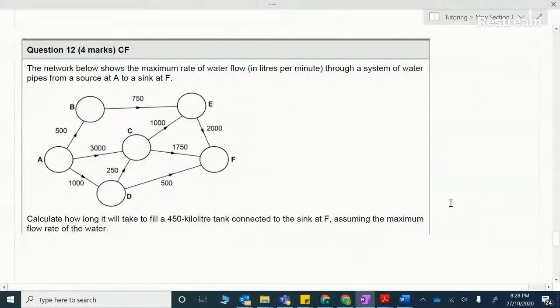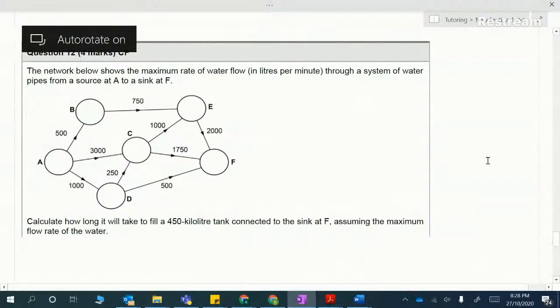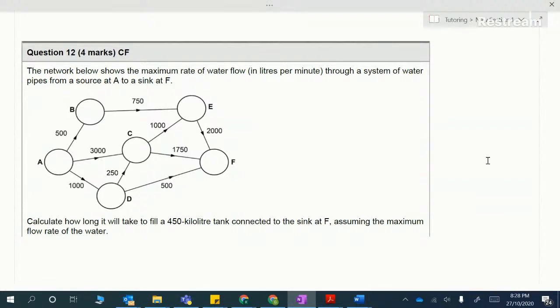Okay, this one comes from the sample IA3, which is on the QCAA website. So I won't get you to answer the full question, which is the how long it will take thing. All I want you to do is calculate the max flow and/or the min cut, whatever you think is best. I'll do both.